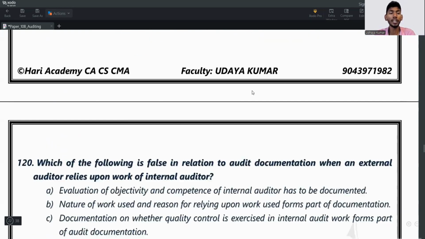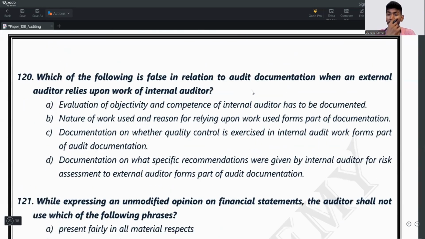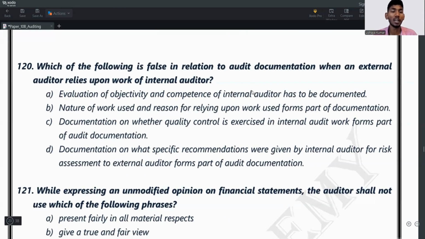Okay, so question number 120, which of the following is false in relation to audit documentation when an external auditor relies upon the work of an internal auditor? So there are four options. Evaluation of objectivity and competence of the internal auditor has to be documented. Nature of work used and reason for relying upon it forms part of documentation, so it is also not false. It is a true statement.